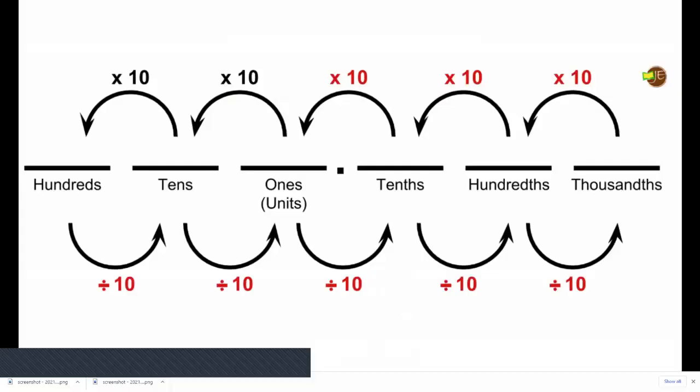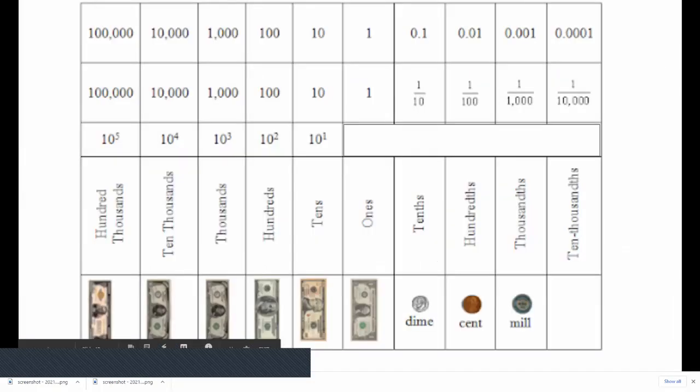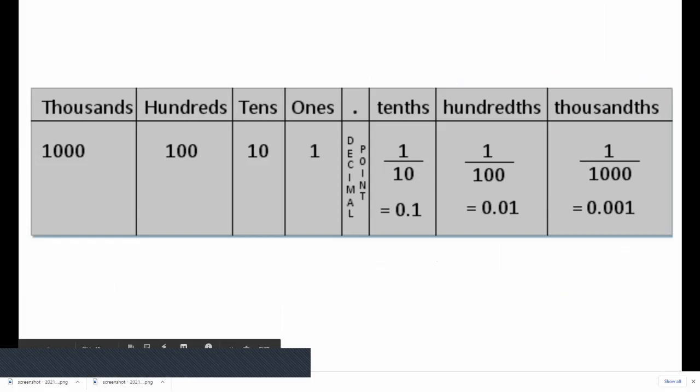Here's a better drawing. Each place value spot is getting 10 times bigger as you go up. And if you go the other way, it's being divided by 10 or 1/10 of each one. We know we can write 1/10 as a fraction or a decimal. You might start seeing it as a fraction on today's work.